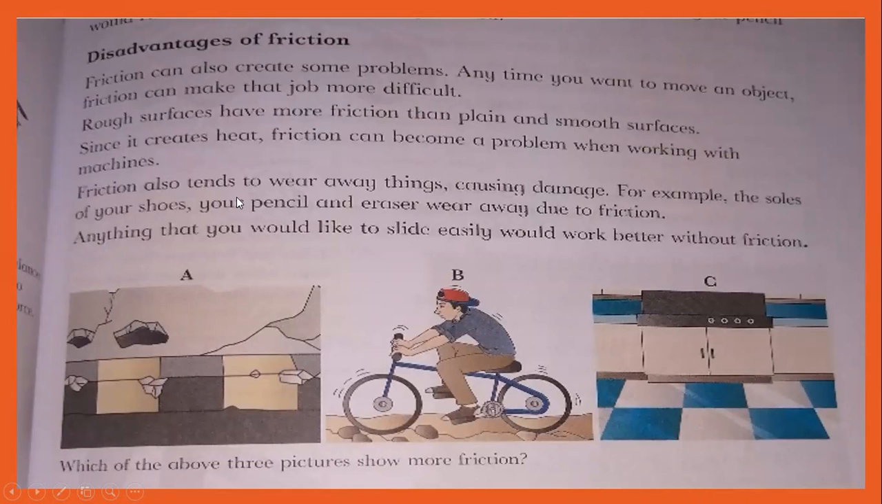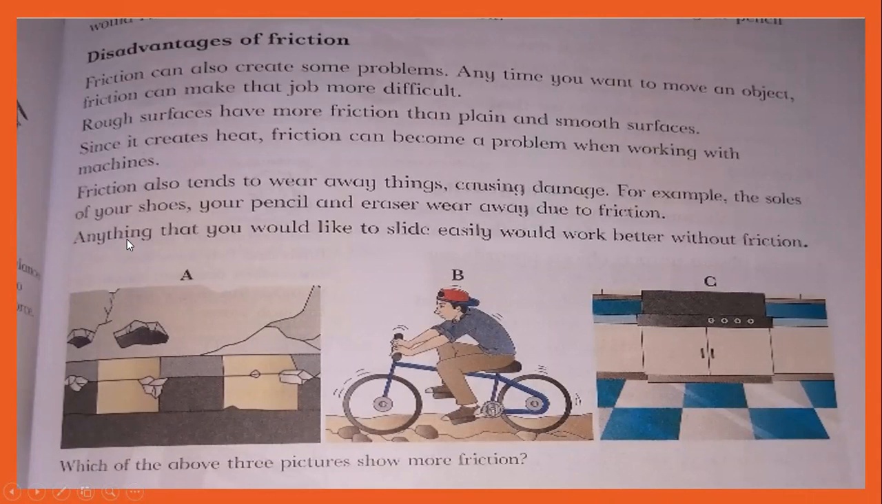Friction also tends to wear away things, causing damage. For example, the soles of your shoes, your pencil and eraser wear away due to friction. When your pencil is very sharp and you start writing on the page, after 2 or 3 lines you feel that your pencil becomes blunt, and this is due to the friction between the pencil and the page.